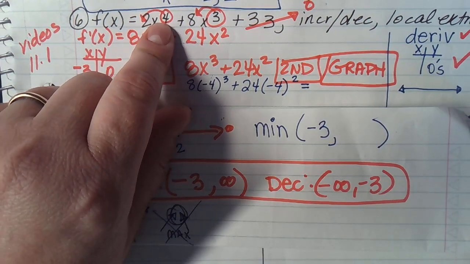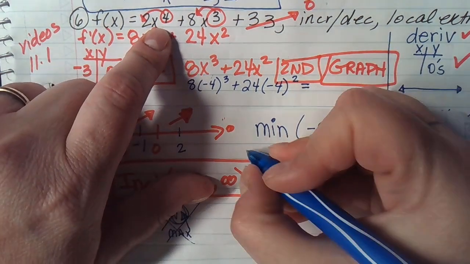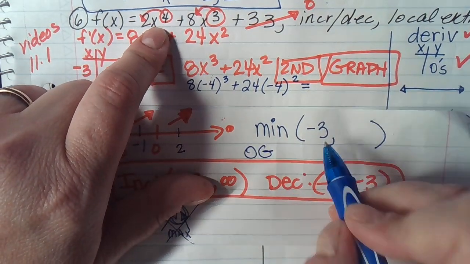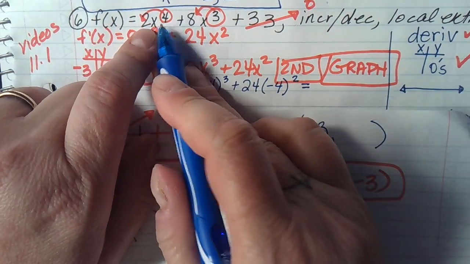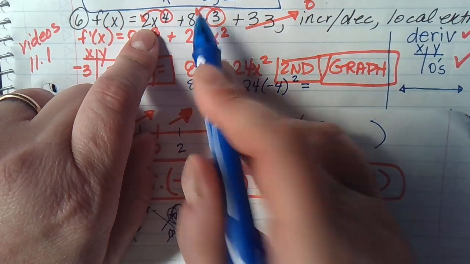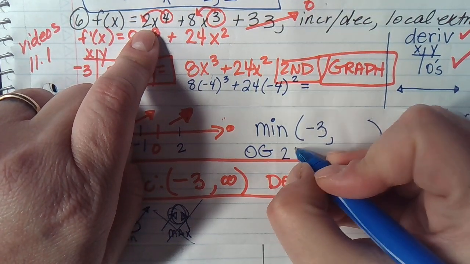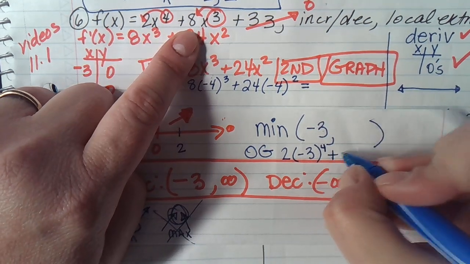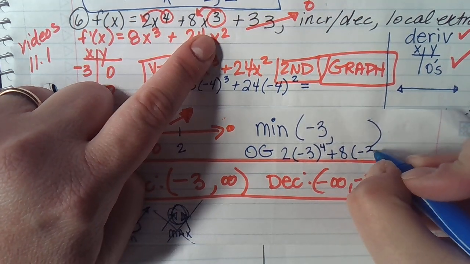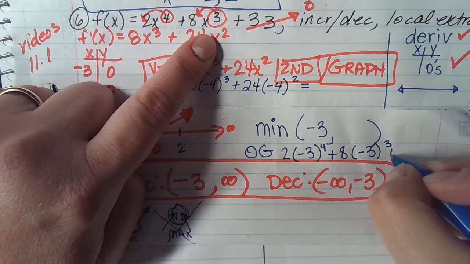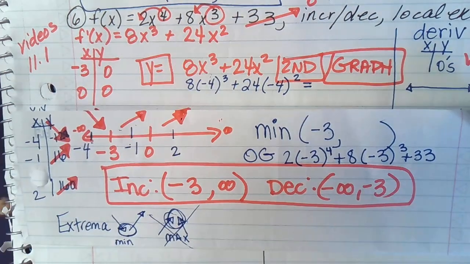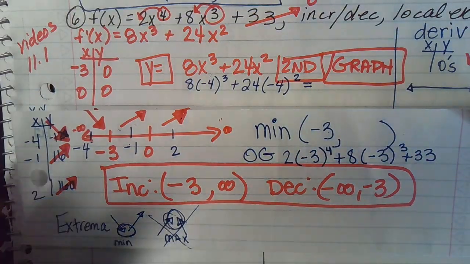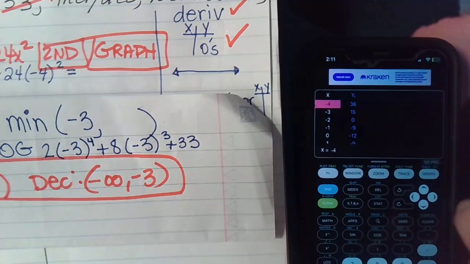The OG is this 2x to the 4th. So let's plug in negative 3 into the OG equation, wherever the x's are. 2, parentheses negative 3 to the 4, plus 8, parentheses negative 3 to the 3, plus 33. And then we're going to put that in our blank screen.